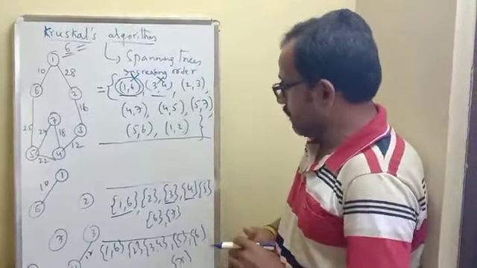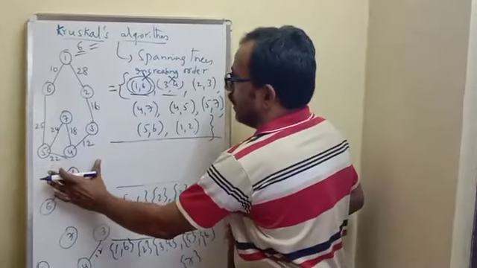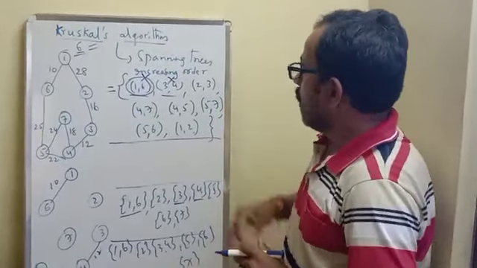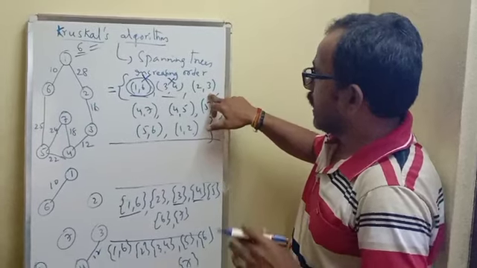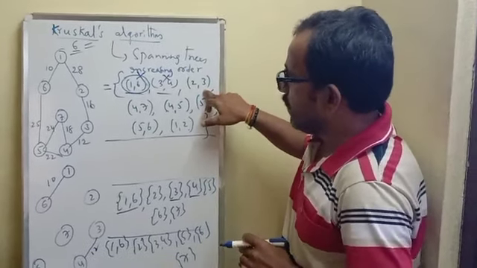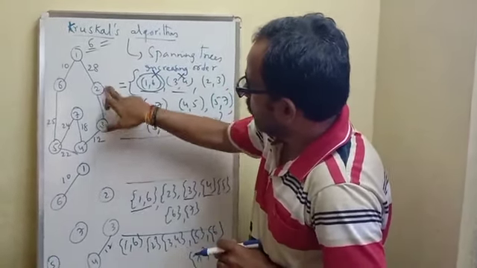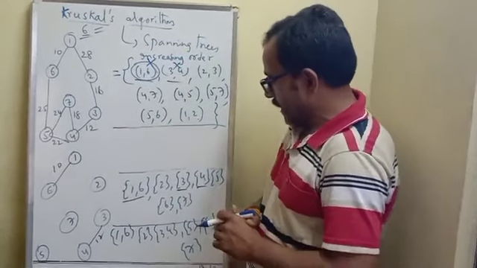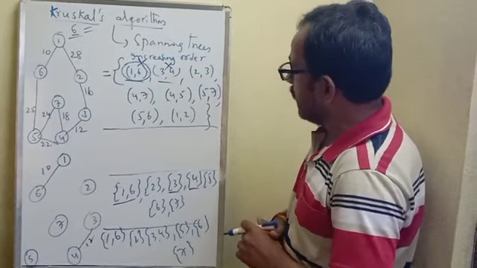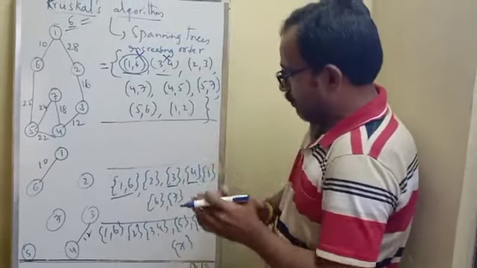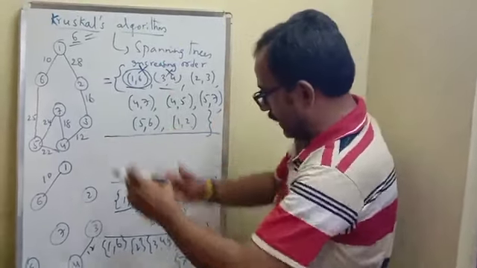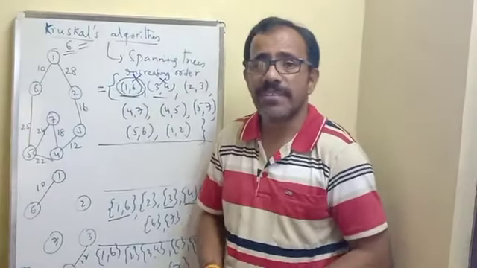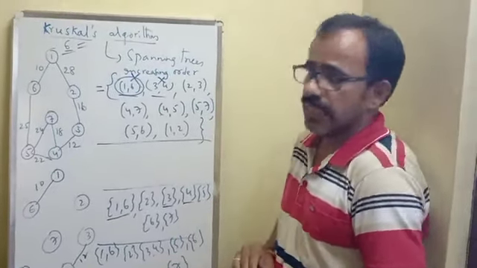Now, what is the next minimum cost edge? If you go through the graph, or we can select it from the already constructed set. The next minimum cost edge is 2 comma 3, which is containing 16 as the weight. After selecting 2 comma 3, before including 2 comma 3 into the spanning tree, first verify whether 2 and 3 are in the same set.